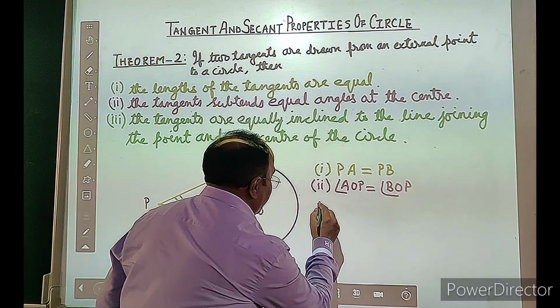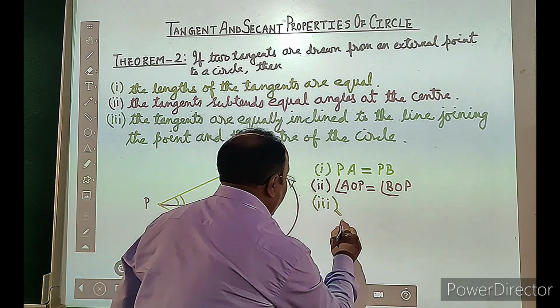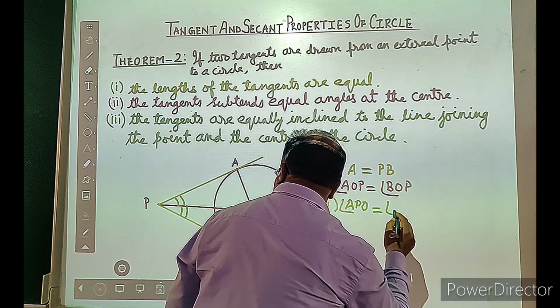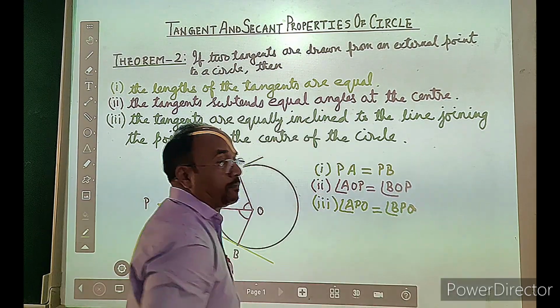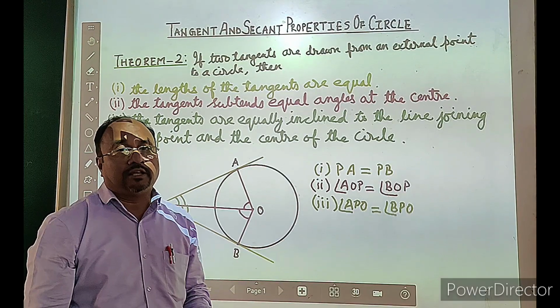So mathematically we write it now. Angle APO is equal to angle BPO. So in one theorem, there are three parts.